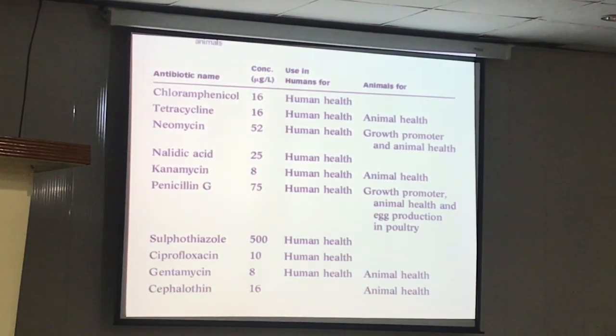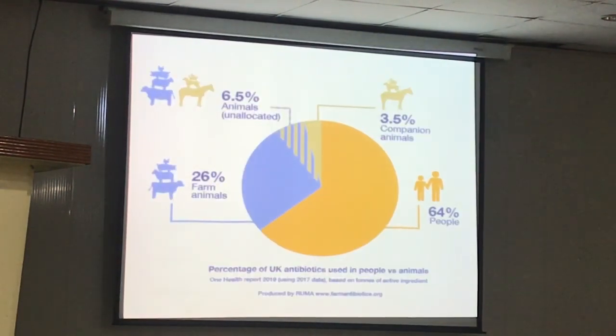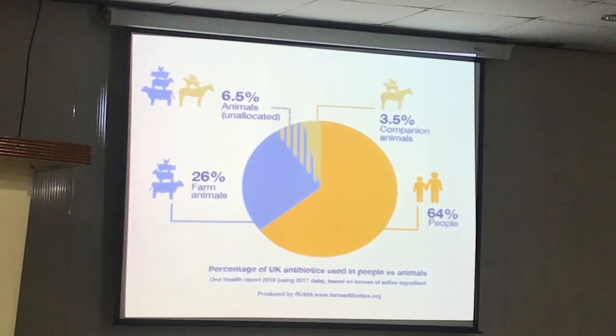And the slide that I showed has antibiotics which have dual applications, both in humans and animals, and become particularly relevant. This is not a complete or an exhaustive list, but it gives you an understanding that there are certain antibiotics which have dual use in both humans and animals. Next slide, please.